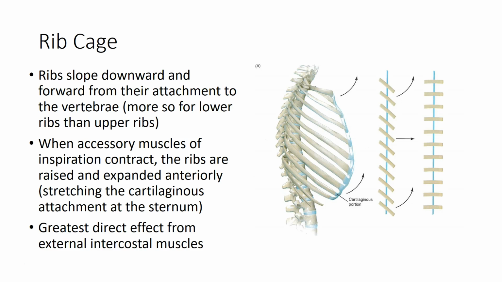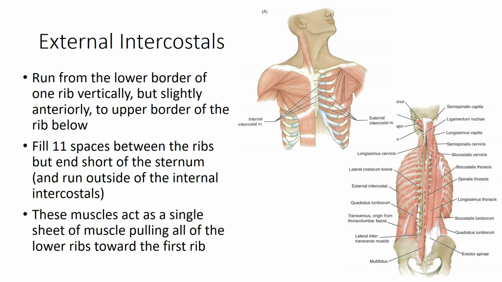The muscle that has the biggest effect on rib cage expansion are the external intercostal muscles. The external intercostal muscles run from the lower border of one rib vertically and slightly anteriorly to the upper border of the rib below. These muscles fill in the 11 spaces between the 12 ribs. They end short of the sternum where the costal cartilages are located, and they're called external intercostals because they run outside of another set of intercostal muscles called the internal intercostals.